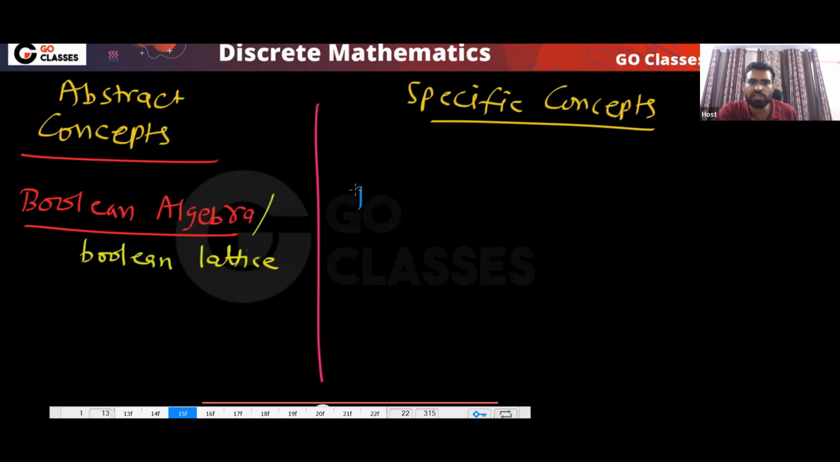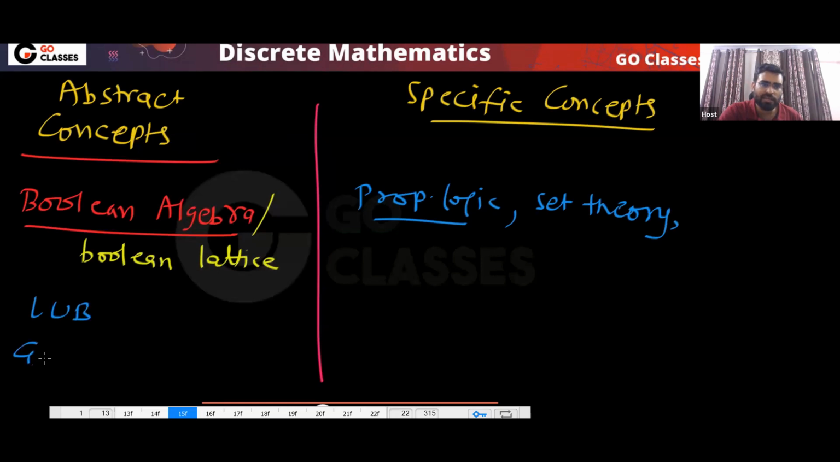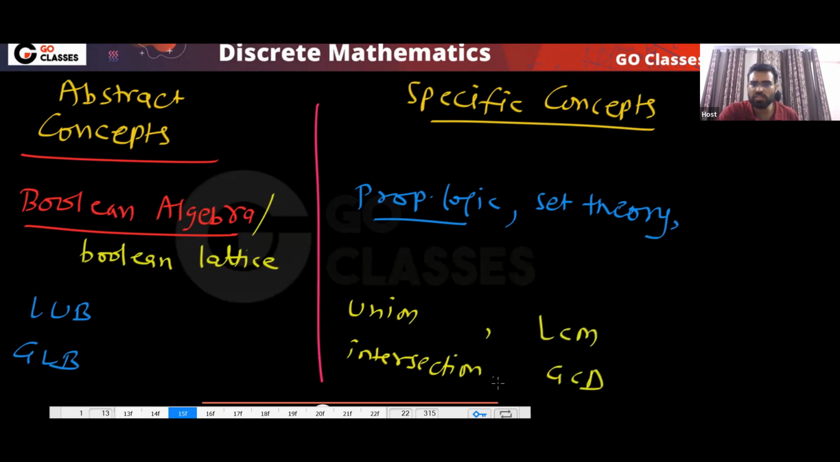And what are the specific concepts? Like I can say propositional logic is a specific concept. For example, set theory is a specific concept, and so on. Similarly, LUB and GLB are abstract concepts, and union, intersection, LCM, GCD are specific concepts. Disjunction, conjunction, and, or, are specific as well.